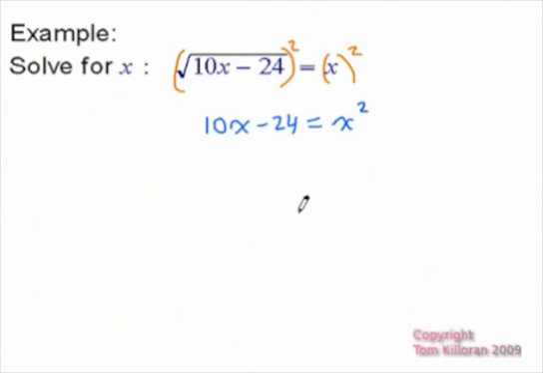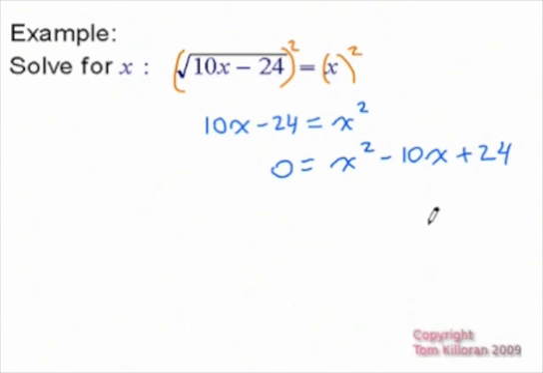quadratic equation. So the technique of getting it equal to 0 is what we want to do, and I generally want to keep the x squared as a positive x squared rather than negative, so I'm going to move these other two pieces over here to the right. So we're going to get 0 is equal to x squared minus 10x plus 24.